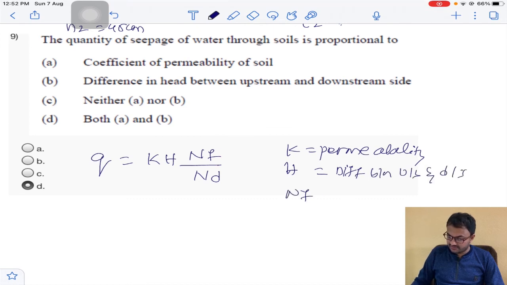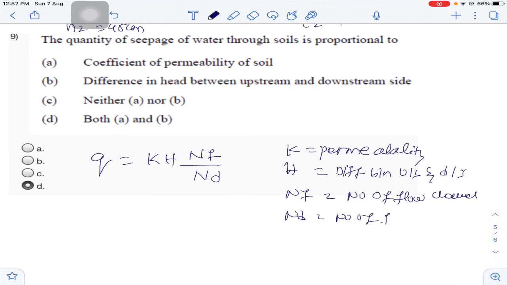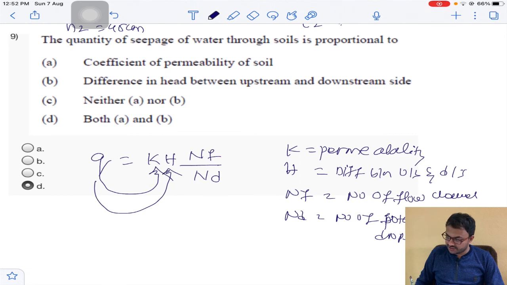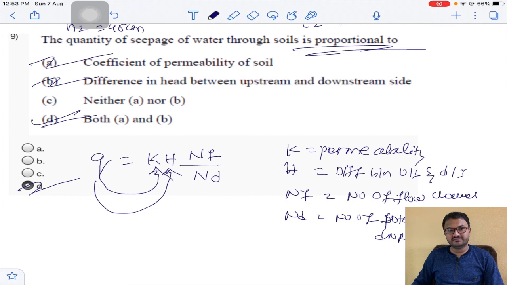And NF is equal to number of flow channels, and ND is equal to number of potential drops. So from this expression, Q is directly proportional to K, Q is directly proportional to H. So it is directly proportional to coefficient of permeability, and the difference between upstream and downstream. So both A and B are the answers. This D. Clear? Very simple.